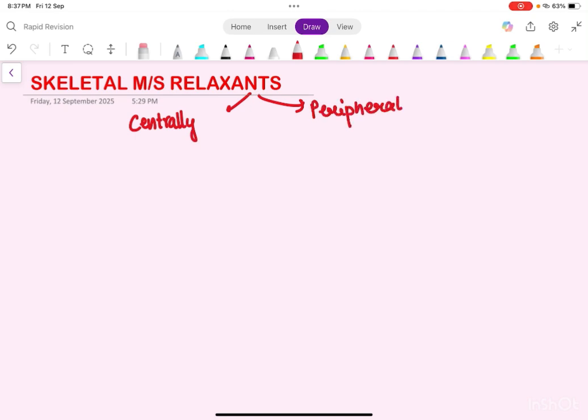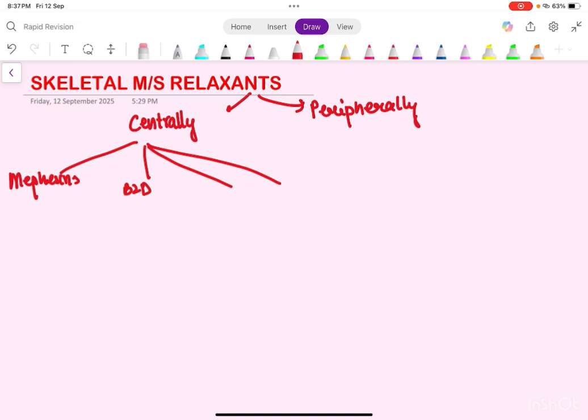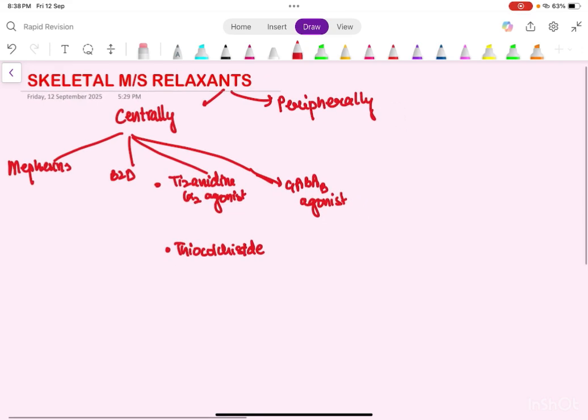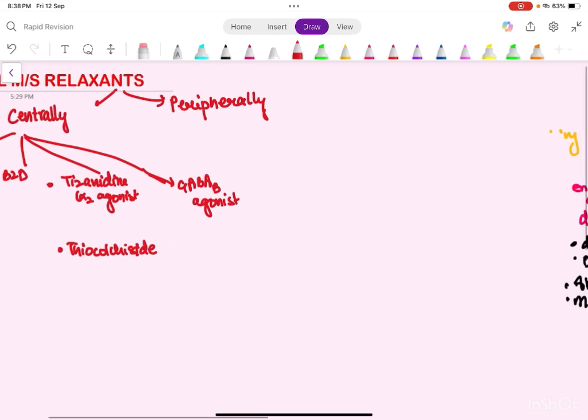Now in centrally acting, again, you have to remember four basic classes. So first one is the mephenesins. Then you have some benzodiazepines. Then you have tizanidine, which is an alpha 2 agonist, okay, and by T you also have to remember thiocolchicoside. Then the fourth category is GABA B agonist.